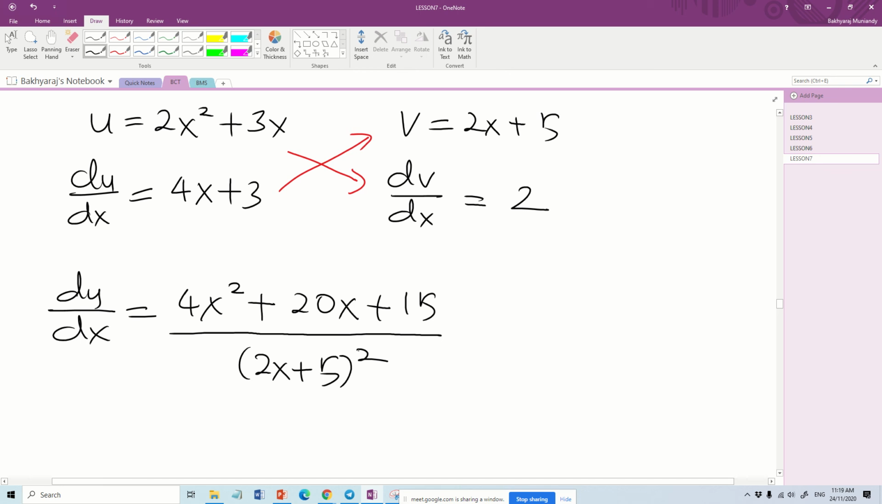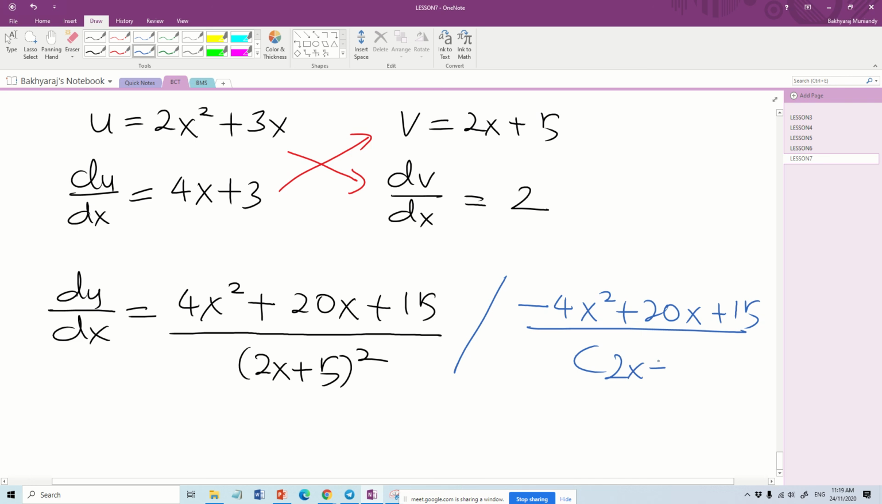Anyone? Siapa-siapa ada jawapan selain daripada ni? Different answer? Okay, nak cuba jawapan lain? Saya dapat negatif 4x square plus 20x plus 15 over 2x plus 5 square. Okay, thank you Firdaus. Okay, kita tengok jawapan mana yang okay.